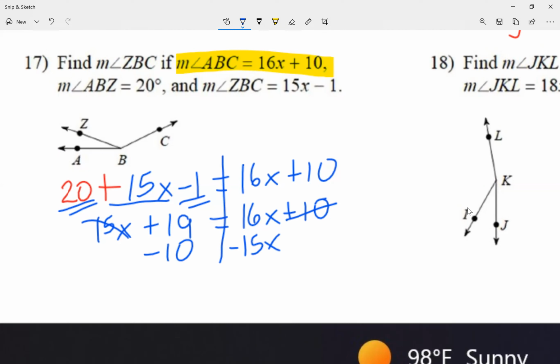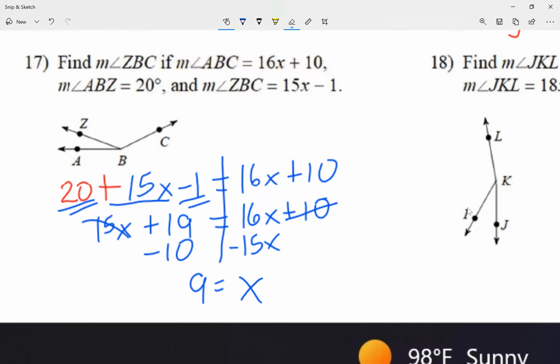So on the left side, 19 minus 10, that's 9. On the right side, 16 minus 15. Okay, that's 1, so 1x. If the instructions were solve for x equals 9, I'm done. However, the instructions said find the measurement of angle ZBC. But I know the measurement of angle ZBC is 15x minus 1. So I want you to solve for x and then use it.